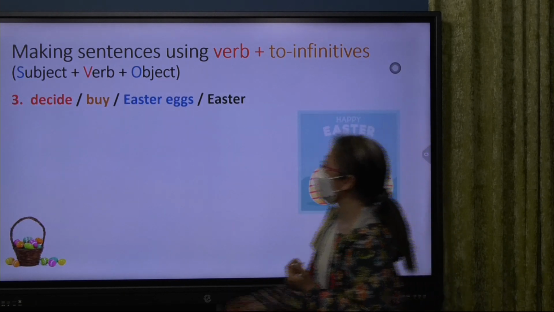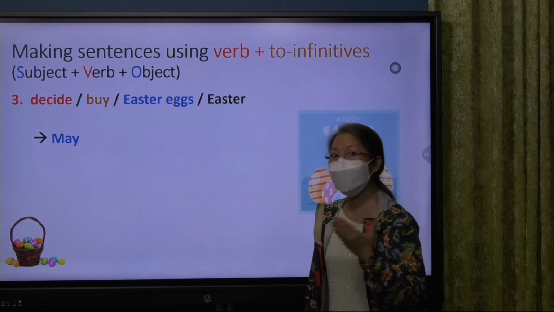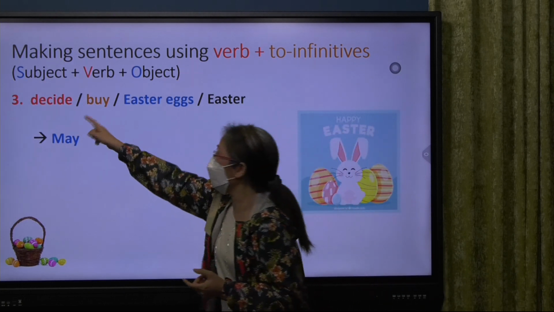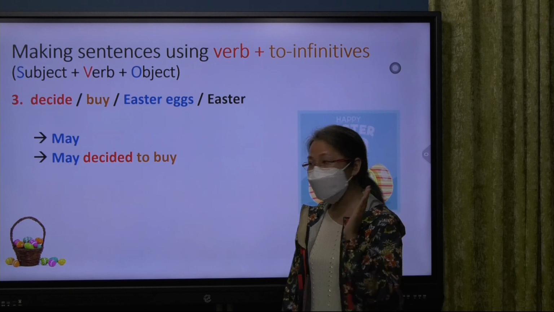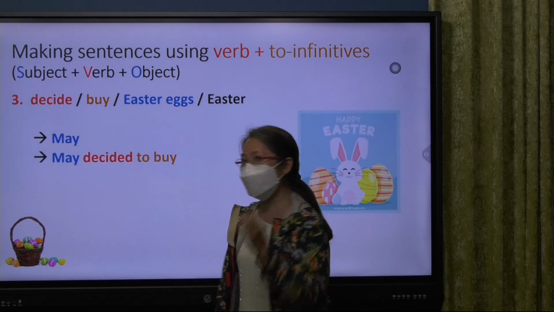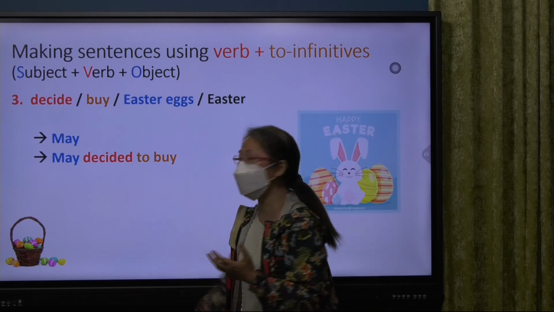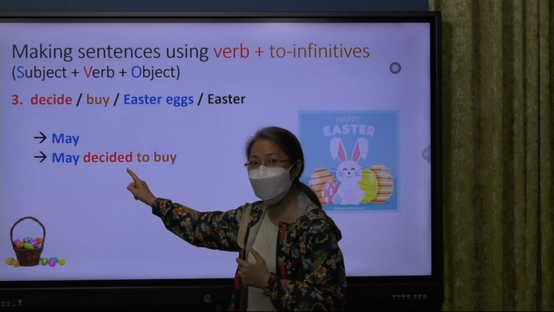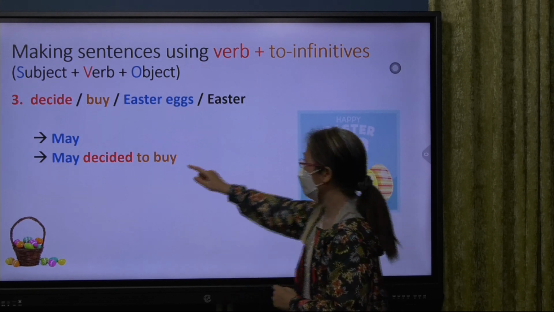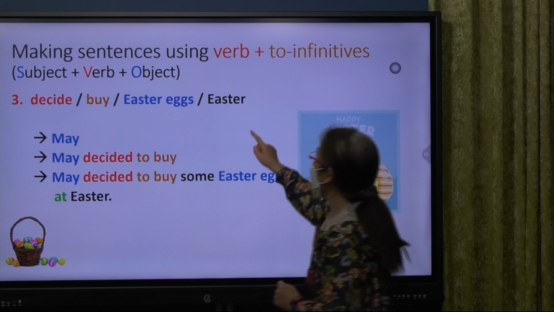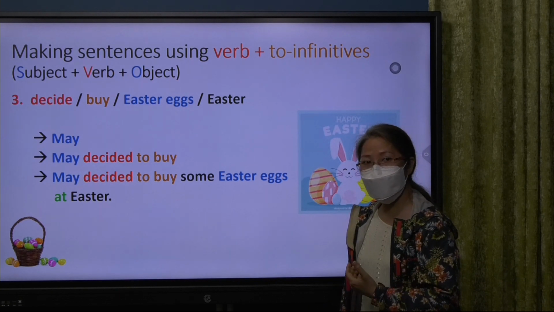And then number 3. Subject. What subject do you like here? For example, May, my friend. May. And then, how about the verb? May decided to buy. I told you, do you remember? I told you, this is the main verb. The main verb, you can use different form, different tense. Okay, it's up to you. If it happened in the past, then decide. We change it to simple past tense, ed. But this one, to infinitive, never change it. May decided to buy some Easter eggs. When? At Easter. Is it easy? Quite easy.